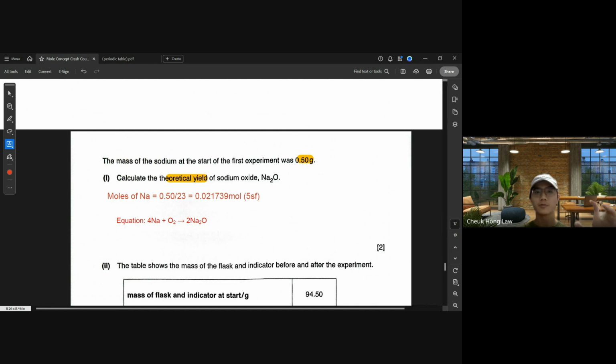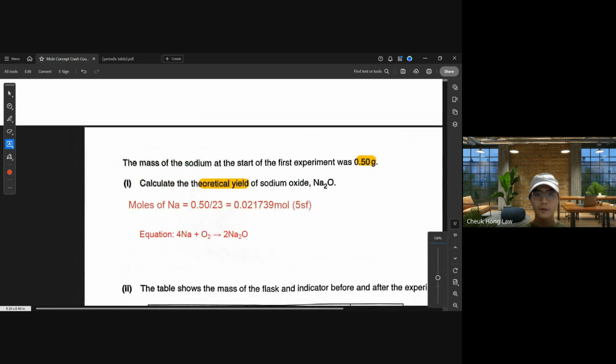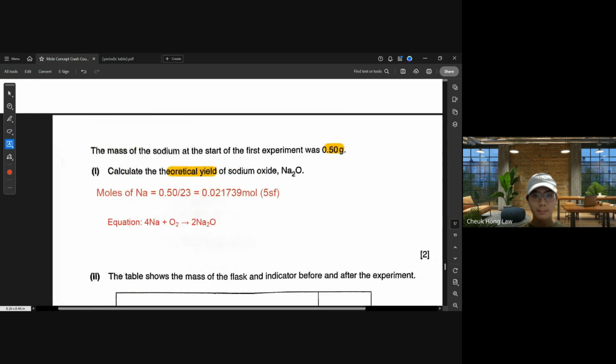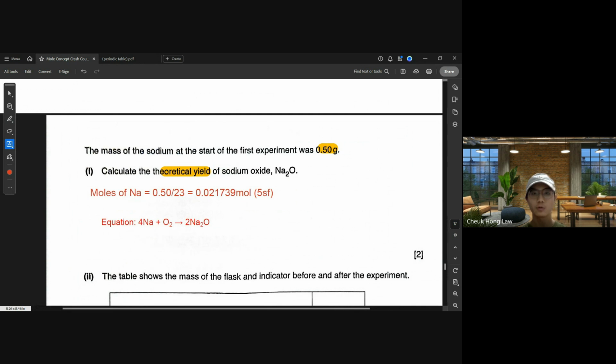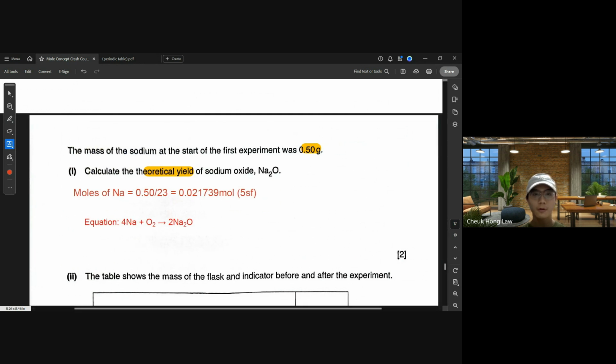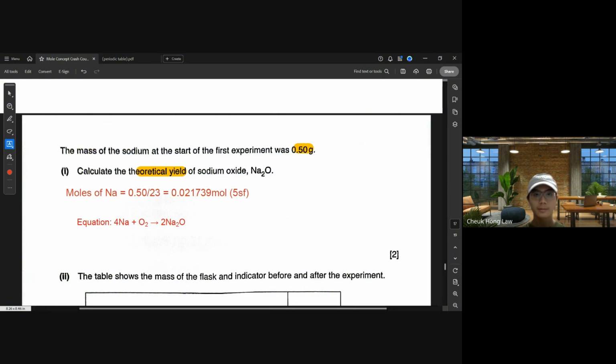Okay, then second step is to write the equation. So if you manage to balance it correctly, you should get 4Na plus O2 to give you 2Na2O. Okay, 4, 1, and 2. That should be the balanced equation. Right.